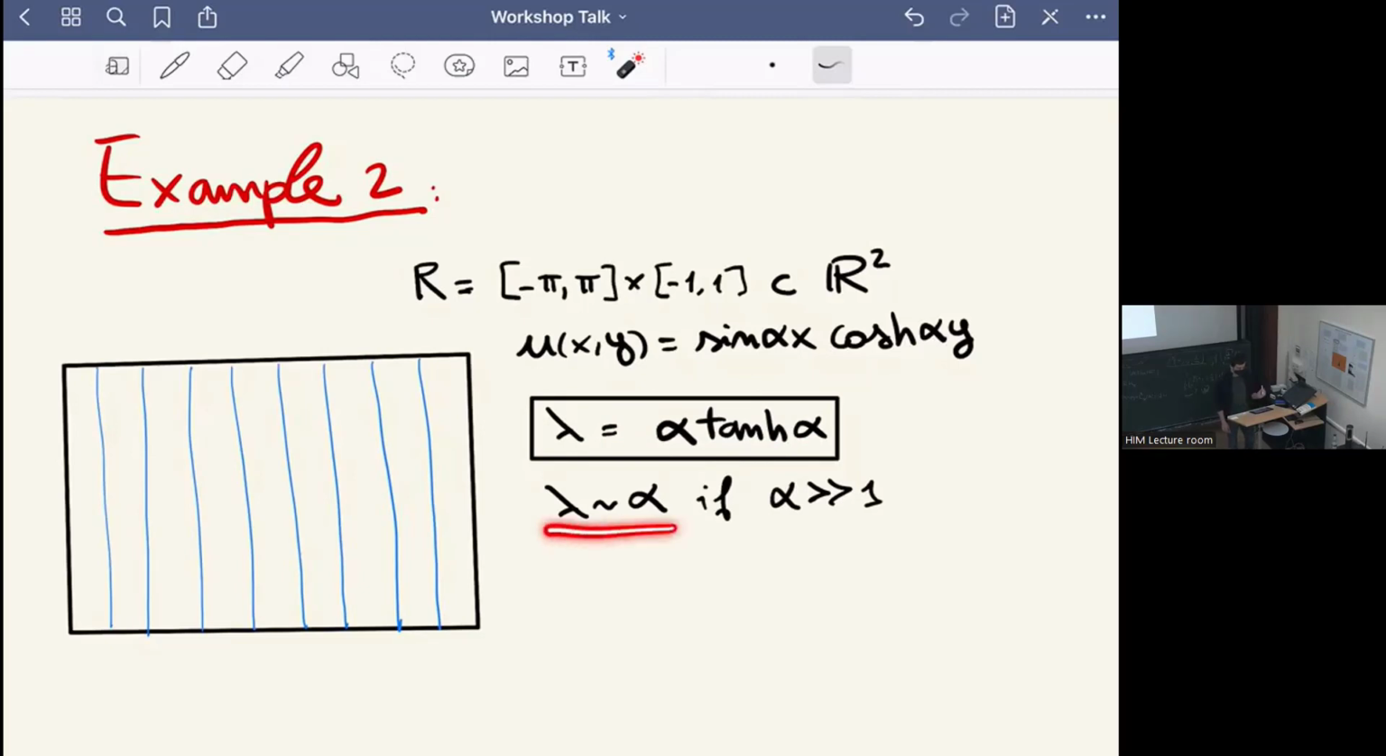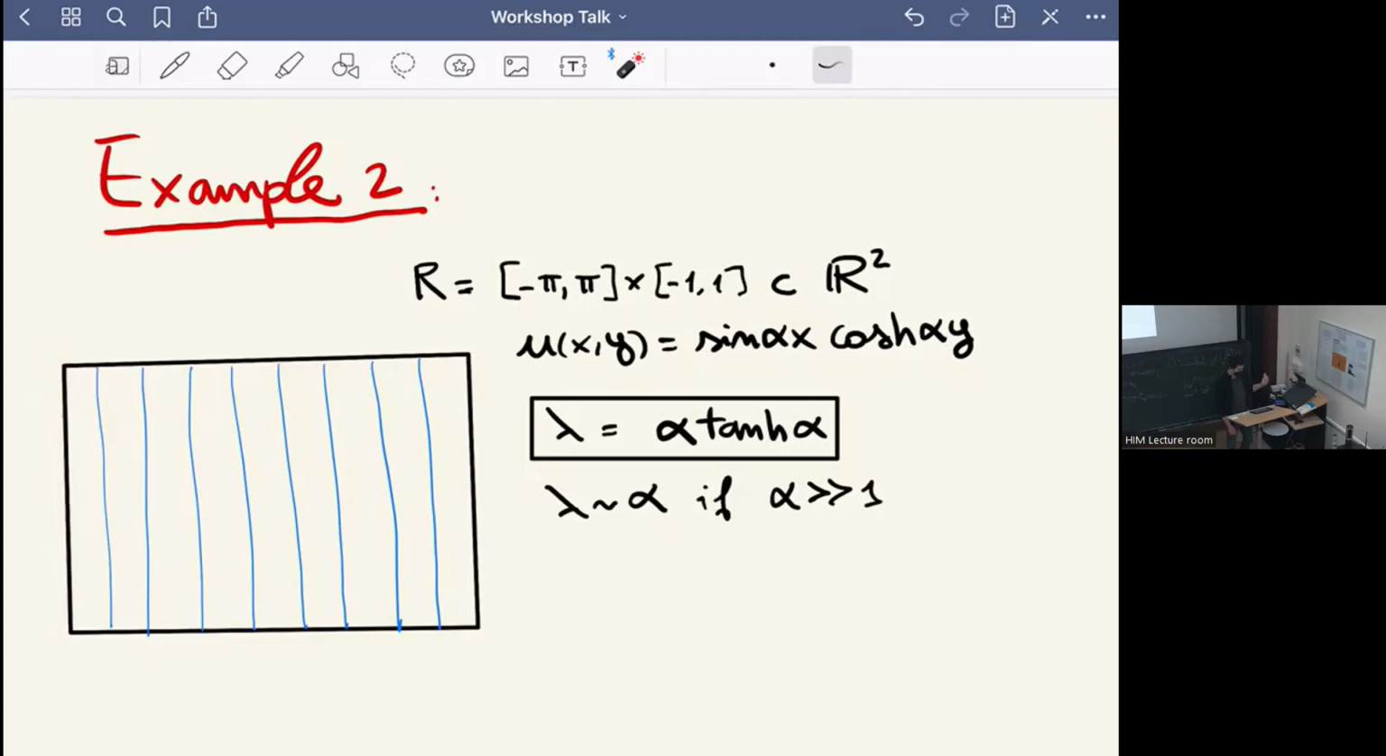What matters is that lambda is approximately alpha. It's very close to alpha if alpha is large enough. One maybe interesting thing about this example that you didn't find in the sphere is that there's a difference between the sides of the rectangle you consider. On the long sides of the rectangle, the zero set intersects and you have the expected number of intersections. Well, if you take those two sides of the rectangle, the short sides, you can see that there are no zeros at all.